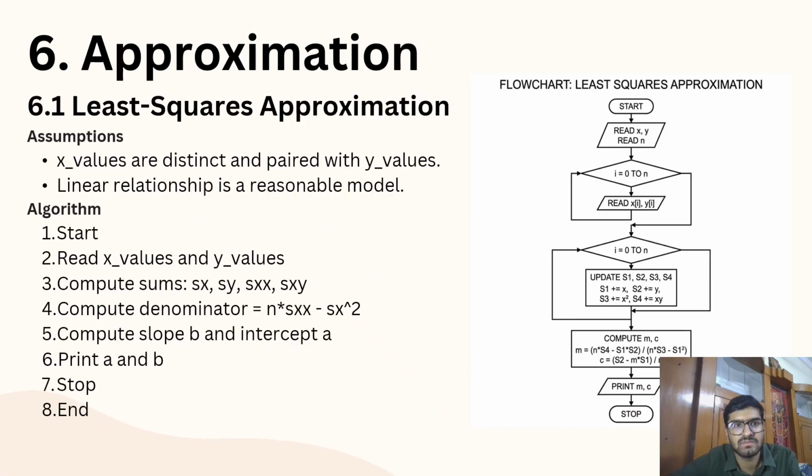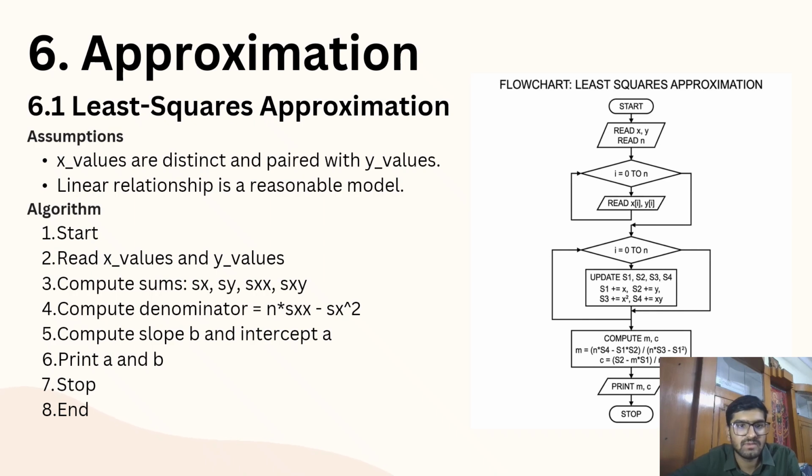Now fourth, approximation methods. The first method is least square approximation. The assumptions here are x values are distinct and paired with y values. The linear relationship is a reasonable model.